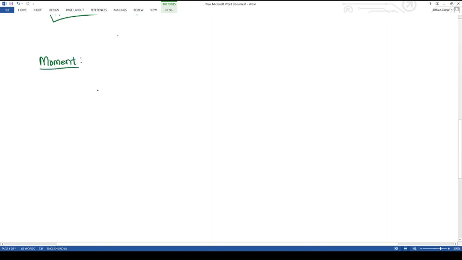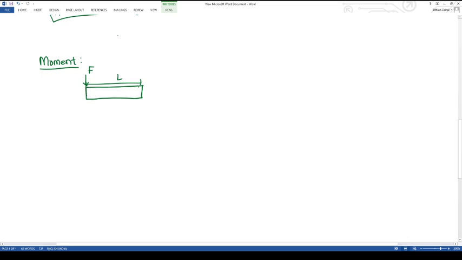What do you understand by moment? Let me take an example of this plank here. Let us say this is a simple beam which is free at both the ends, and its length, let it be L. So I'm applying a force F here. Now when I'm applying a force F here, it will rotate.